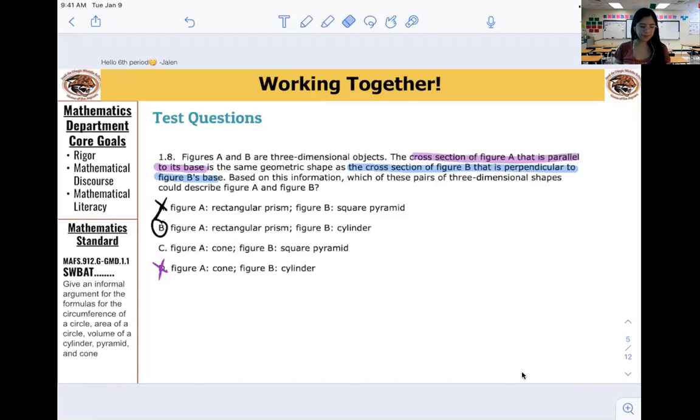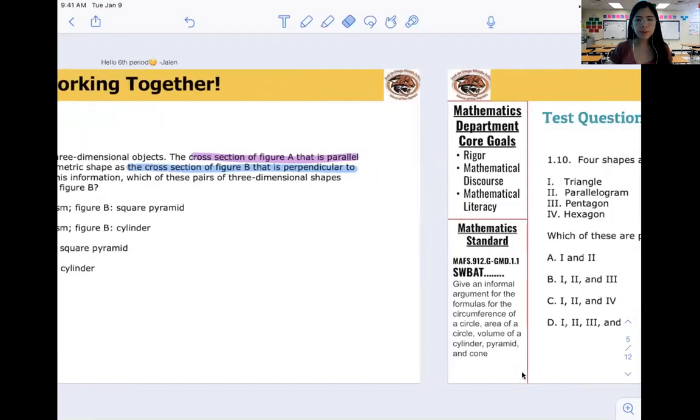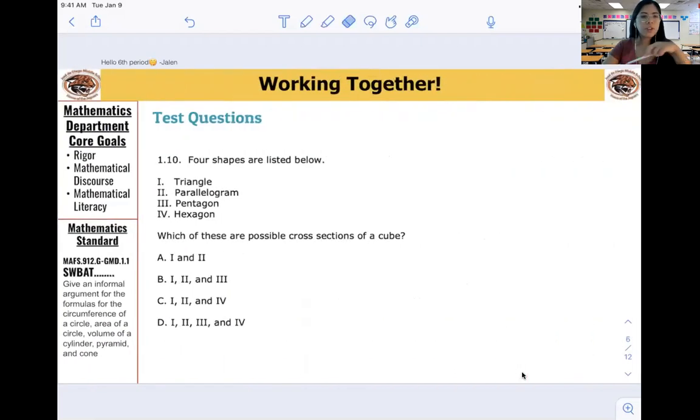Okay. All right. Moving right along. 4 shapes are listed below. Which of these are possible cross sections of a cube?